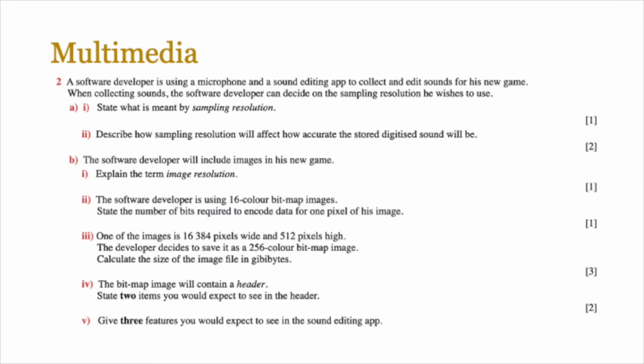So let's look at a few questions. So here you've got a context-based question. A software developer is using a microphone and a sound editing app to collect and edit sounds for his new game. When collecting sounds, the software developer can decide on the sampling resolution he wishes to use. Start by explaining what sampling resolution is, an approximation, all of that kind of approach. It's one marker. All it needs is a simple definition.